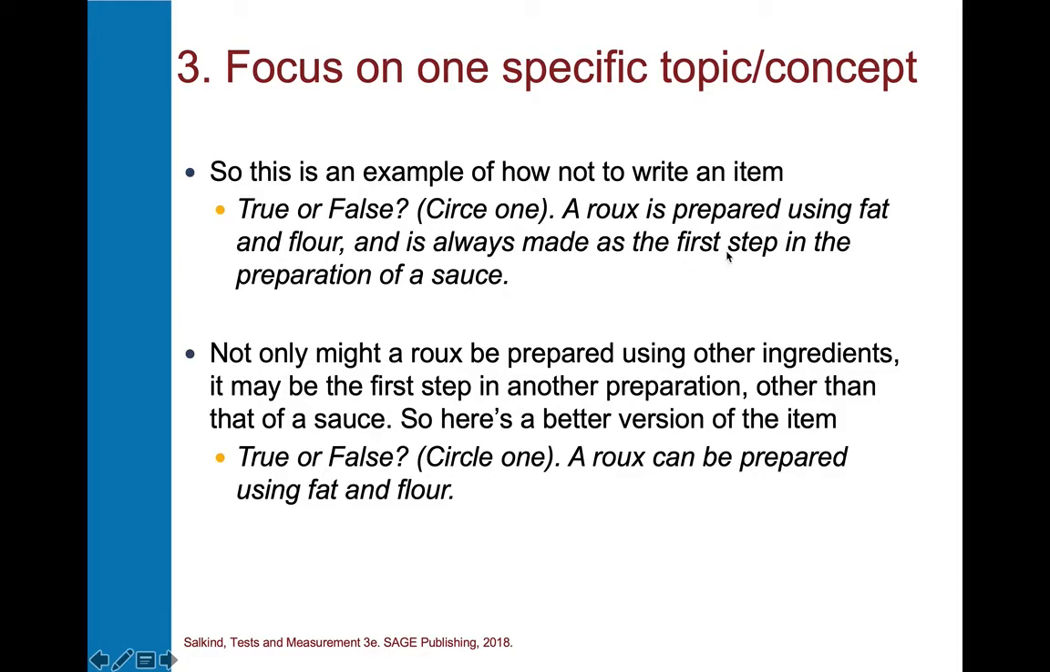So this is an example of how not to write an item. True or false, a roux is prepared using fat and flour and is always made as the first step in the preparation of sauce. Well, not only might a roux be prepared using other ingredients, it may be the first step in another preparation other than that of a sauce.